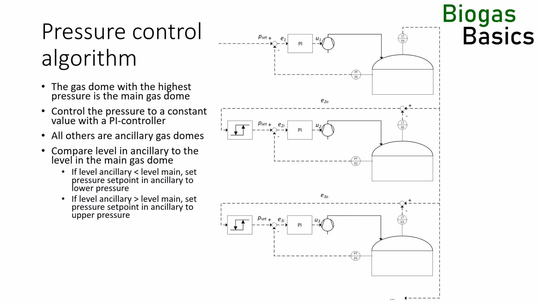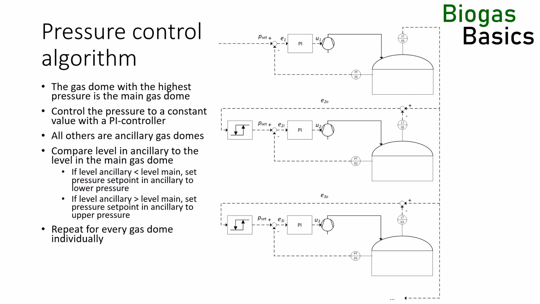If the level in the respective ancillary gas dome is higher than the level in the main gas dome plus a hysteresis, the pressure in the ancillary gas dome is controlled to its upper pressure set point. The higher pressure lowers the pressure gradient slightly, ensuring that less gas flows into the ancillary gas dome, again equalizing the two levels. Repeat individually for every ancillary gas dome. Each ancillary gas dome only compares itself against the main gas dome.